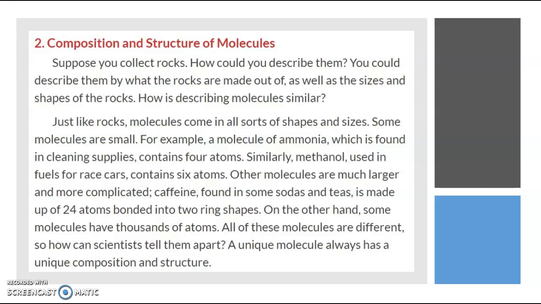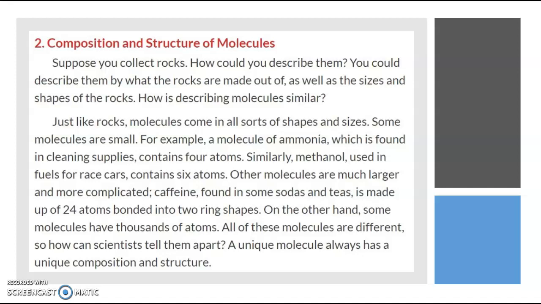Just like rocks, molecules come in all sorts of shapes and sizes. Some molecules are small. For example, a molecule of ammonia, which is found in cleaning supplies, contains 4 atoms. Similarly, methanol, used in fuels for race cars, contains 6 atoms. Other molecules are much larger and more complicated. Caffeine, found in some sodas and teas, is made up of 24 atoms bonded into 2 ring shapes. On the other hand, some molecules have thousands of atoms.